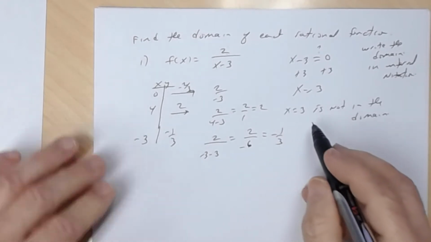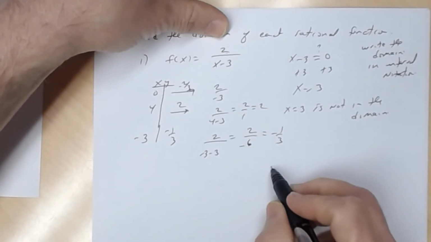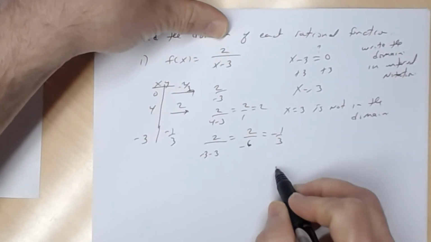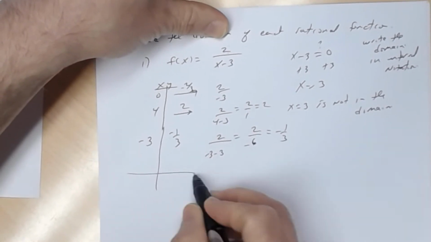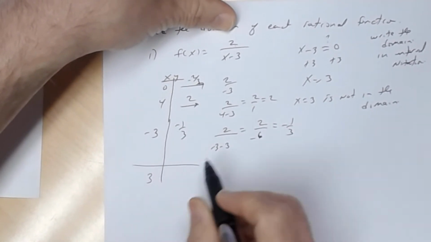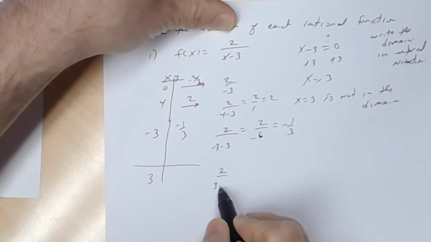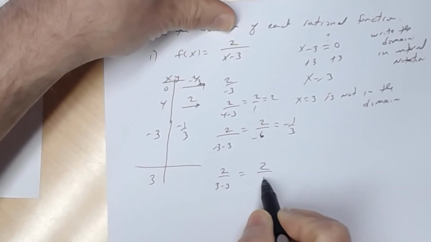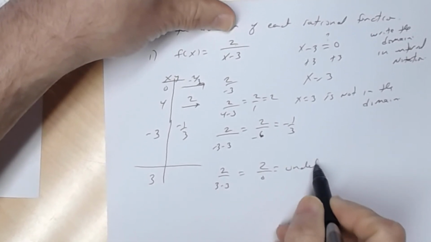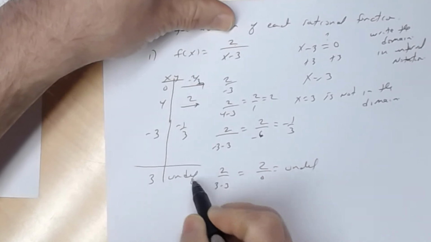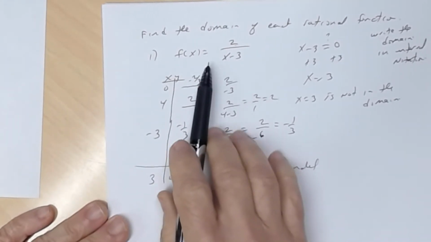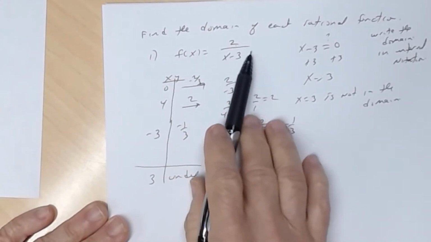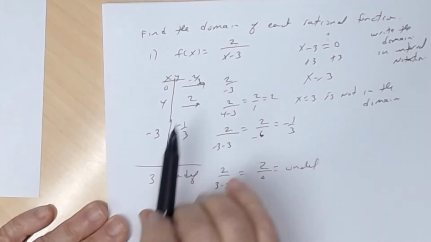And the reason I can't use 3 is because of this. If I put 3 right here, I get 2 divided by 3 minus 3, which is 2 divided by 0, which is undefined. So the only value of x that makes the denominator 0 is when x is 3.